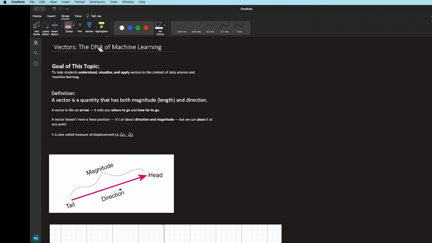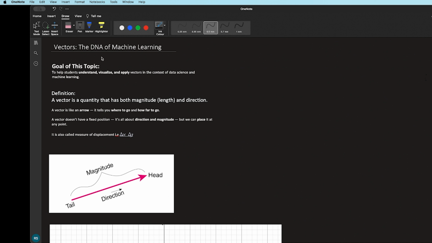So as you can see in the title, vectors, the DNA of machine learning. You might be thinking why I have written this title. In machine learning and deep learning, vectors are the most important thing, okay? Or even in the Gen AI domain, when you are implementing RAG or using a vector database, in that case, you must have knowledge of vectors.